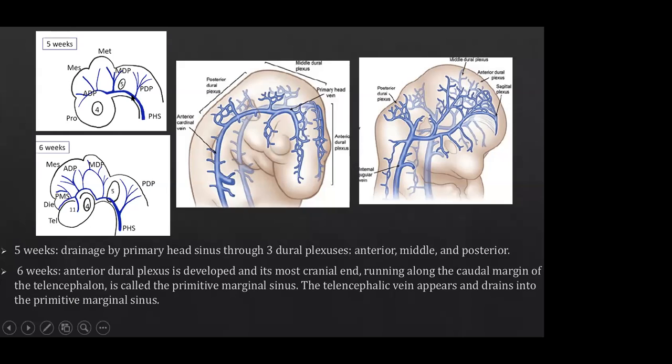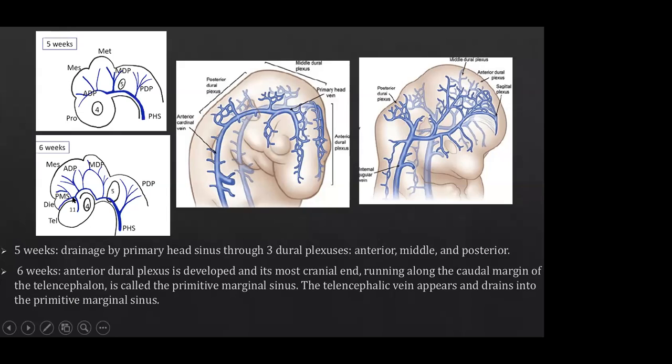What happens subsequently, the anterior dural plexus, which is developing around the developing telencephalon, is going to change its orientation and get more and more directed posteriorly, and that is reflected by the growing of the telencephalon. The most important structure in that aspect is this primitive marginal sinus, which drains via the telencephalic vein. This primitive marginal sinus is the precursor of our sphenoparietal sinus and the superficial middle cerebral vein, and we'll look at that anatomy a bit later on. So that's one of the concepts to understand.